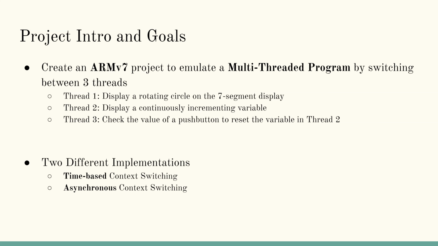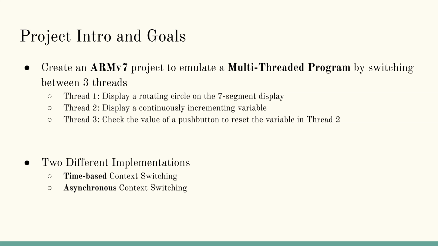And the third thread will be to check the value of a push button, and the goal is to use that push button to reset the counting variable that is counting from thread 2. So while the circle is rotating, if you press the button, the counter will reset back down to 0.